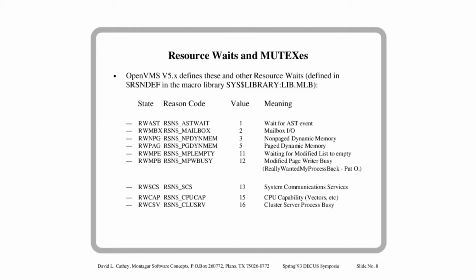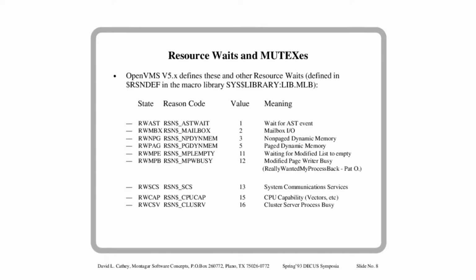Other ones you may see, I hope not, are non-page dynamic memory and page dynamic memory. That's typically meaning that your system's about ready to hang up because you can't get the memory you need. An interesting one is modified page list empty. This is one you'll probably never see unless you're analyzing crash dumps.